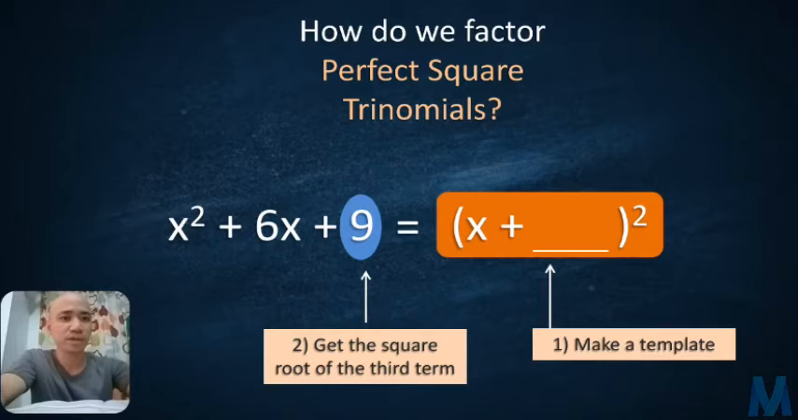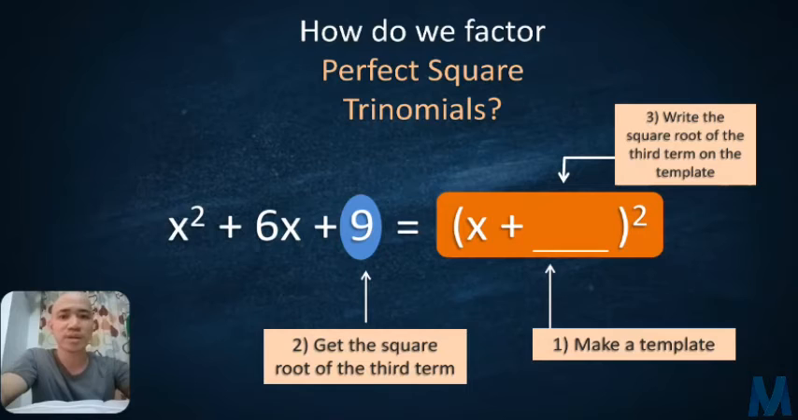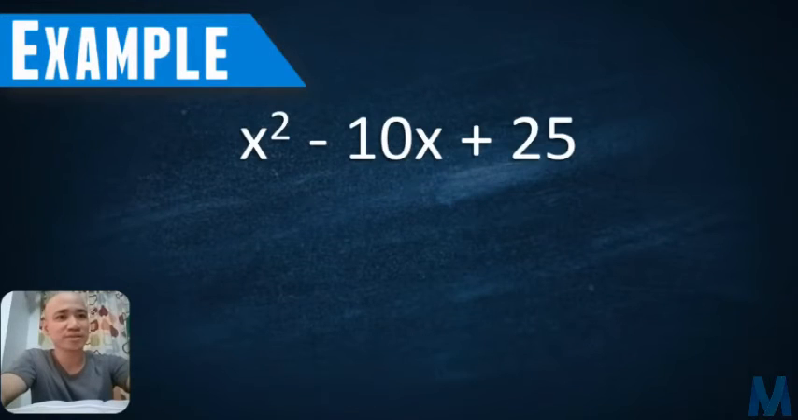Then step 2, you get the square root of the third term. Kuha ang square root ng 9. Very good. So we have 3. So amo nang ibutang ta sa sulod sa parenthesis. You write the square root of the third term on our template. Ayan. Very good, students. Fast learners.